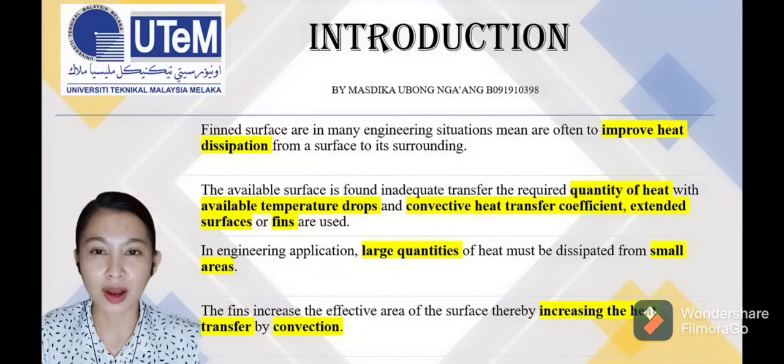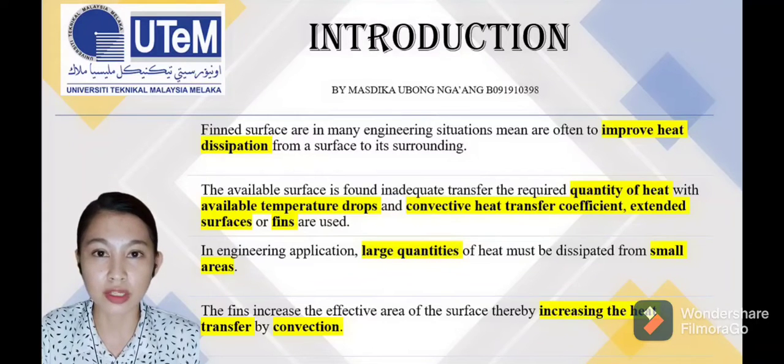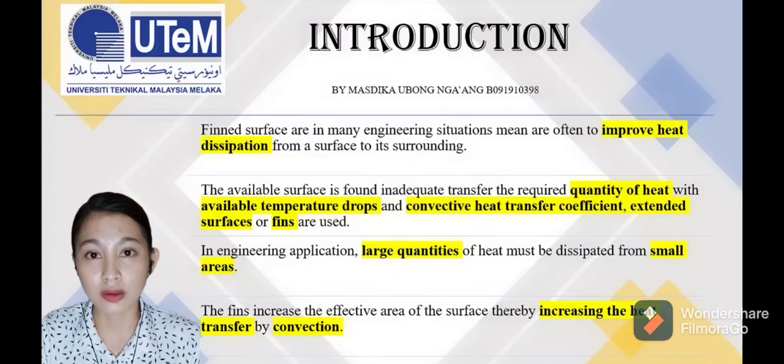Hi, my name is Masdika Ubong. The topic of my presentation is about introductions of fins. In the first part, fin surfaces are in many engineering situations made out of fins to improve heat dissipation from a surface to its surrounding. Common applications of fin surface are wave condenser, air conditioning system, and transformer.